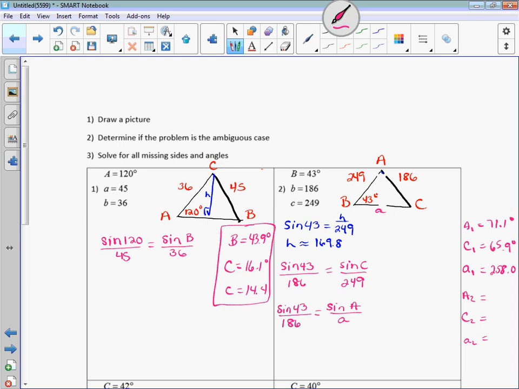So guys, what did you get for your new C? 114.1, right? What do you think you need to do with that now? Store it. And you can store it as C because you don't need old C anymore. You've moved on. You're now with new C, okay? So how do I find new A? Yep. Exactly. 180 minus your new C minus 43. What do you get?